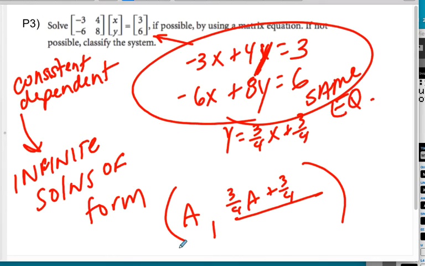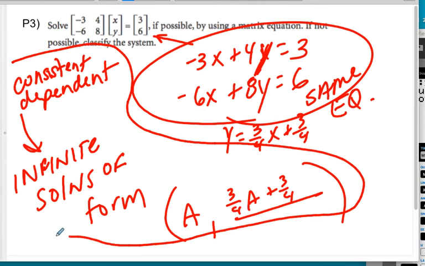So again, I didn't mean to spoil P3 for you. Sometimes my brain does that. I apologize.